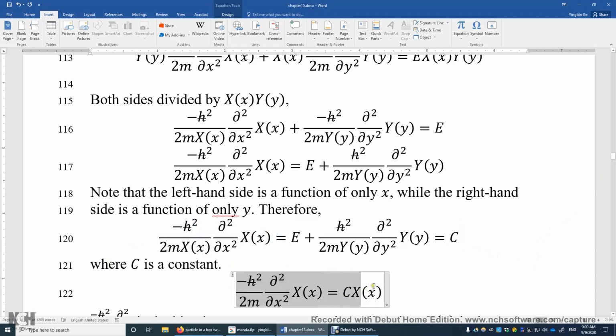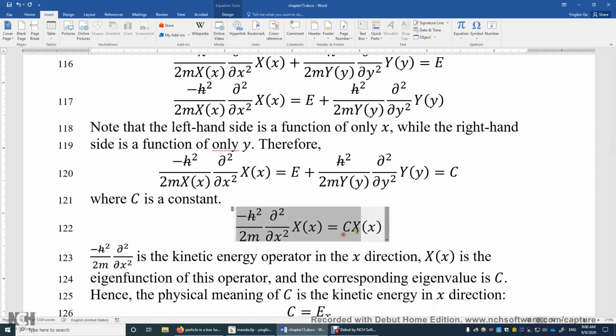Then we can solve this equation easily, and this equation looks like a time-independent Schrodinger equation for a one-dimensional particle, and it is. The physical meaning of this c is simply the energy of the particle in the x direction. So we simplified this Schrodinger equation for two variables, x and y, in 2 dimensions to this very simple one-dimensional Schrodinger equation. The c is simply the kinetic energy or total energy of the particle in the x direction.